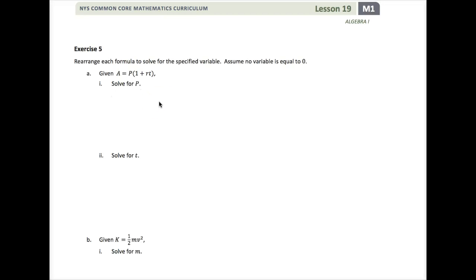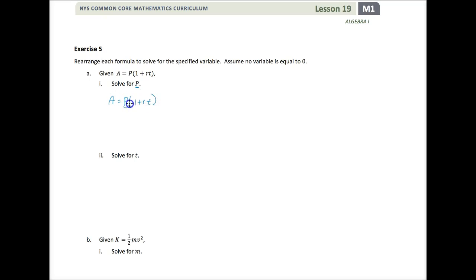Student page 106. Rearrange each formula to solve for the specific variable. Assume no variable is equal to 0. This protects us from dividing by 0. So let's start with solve for p. A equals p times (1 plus rt).